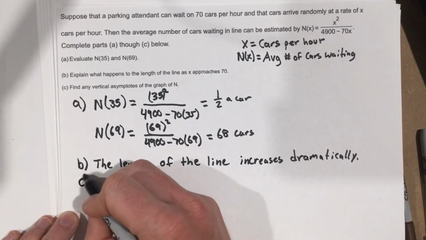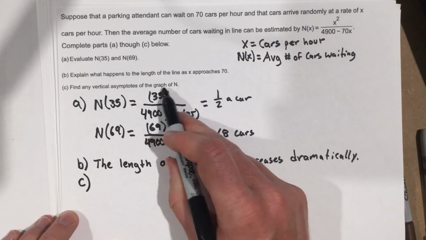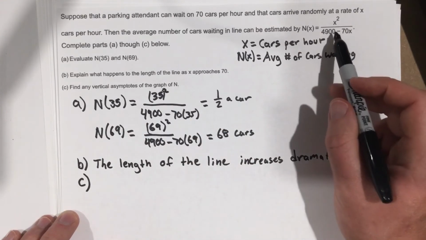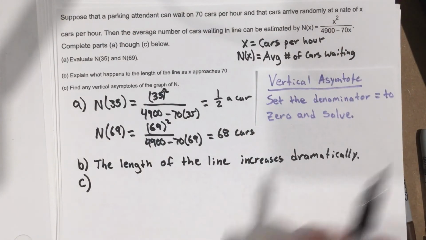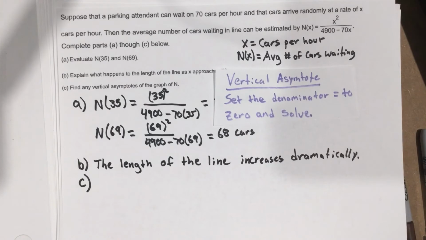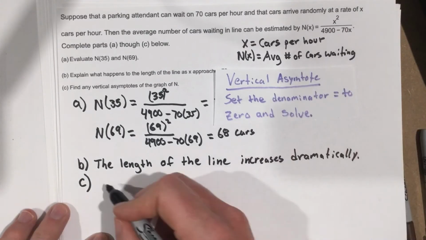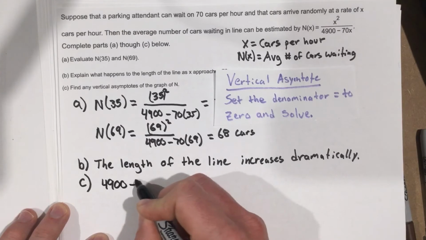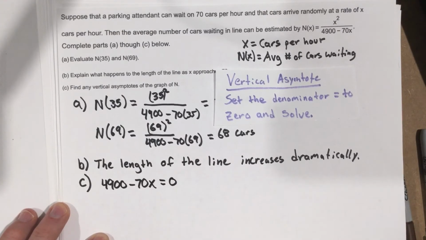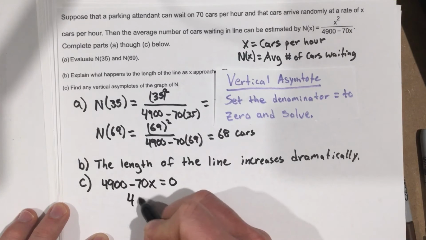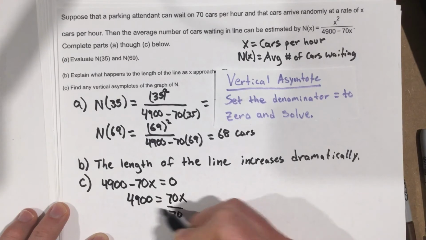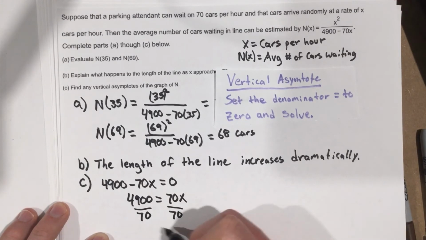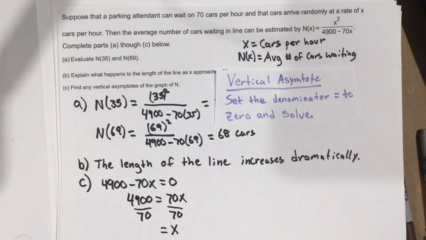Okay, part C. Find any vertical asymptotes of the graph of n. So vertical asymptote, remember to find a vertical asymptote, we set the denominator equal to 0, right? Set the denominator equal to 0. So we're going to take 4,900 minus 70x, and we're setting it equal to 0. Let's add the 70x over, so it's 4,900 equals 70x. Divide by 70 on each side, and we end up with x equals 4,900 divided by 70, I believe is 70.